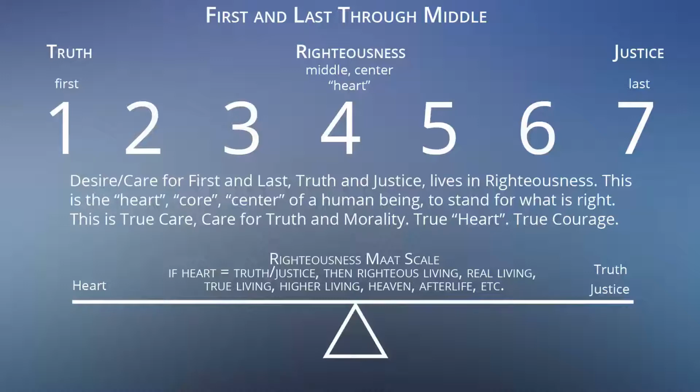So with heart, it's the ib, it's the mind, thoughts, desires. On truth and justice, you develop righteousness and courage to stand in what is right over wrong, becoming a truer self, a realer self, higher self, more authentic self, etc. This is the quintessence. Heart, soul, spirit, core, center of man, etc.